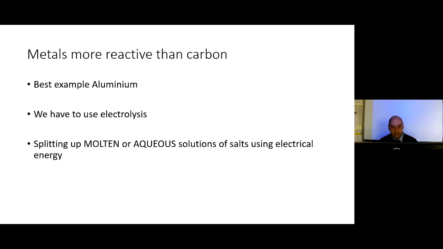And it's really, really important here that you know that to carry out electrolysis, the substance you're using or extracting the metal from has to be molten, which means melted, or aqueous, which means it's been dissolved to form a solution. It's also worth knowing that electrolysis uses electrical energy.